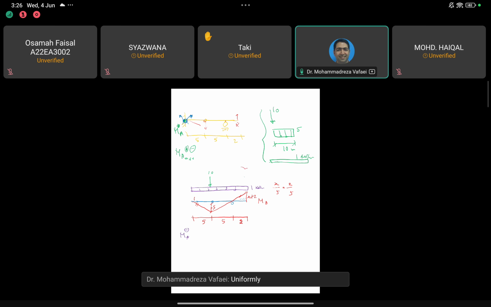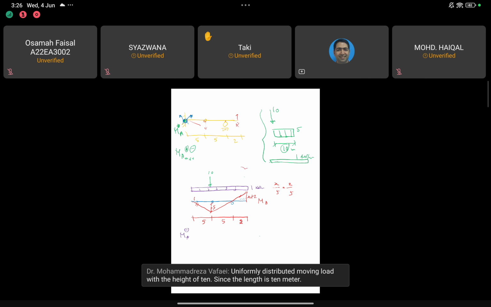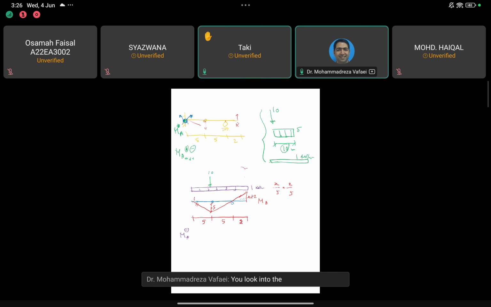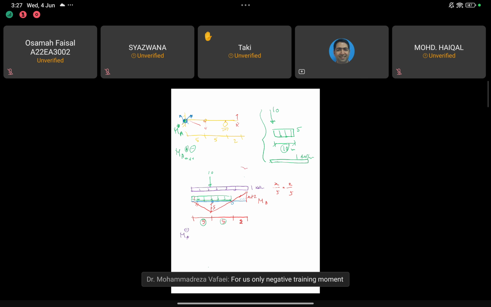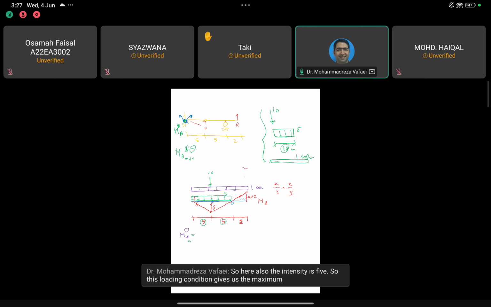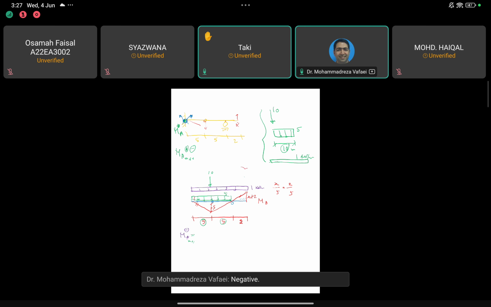And then we have this uniformly distributed moving load with the height of 10. Since the length is 10 meters, if you look into the maximum negative, that means it's going to cover from beginning until the end of the span. So it should be placed right here. This way, it can generate for us only negative bending moment. Okay? So here also the intensity is 5. So this loading condition gives us the maximum negative bending moment.